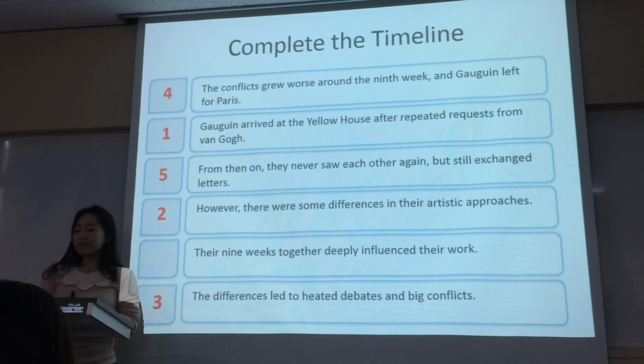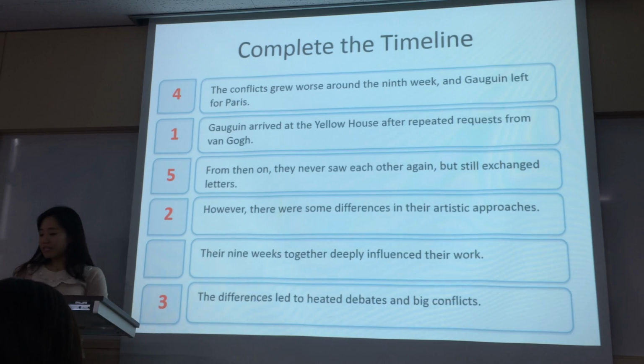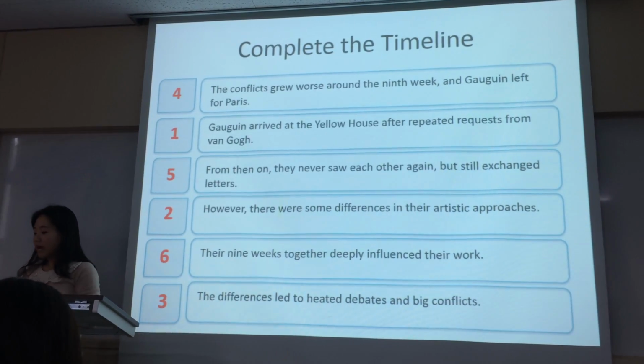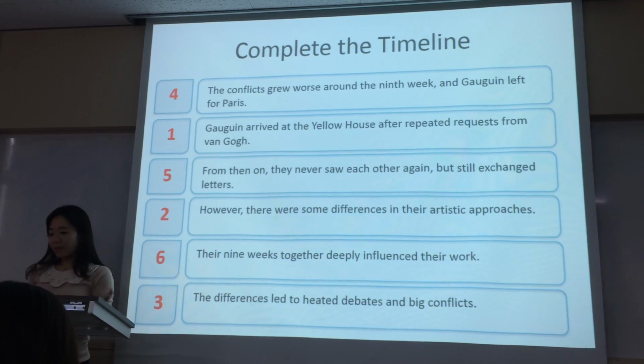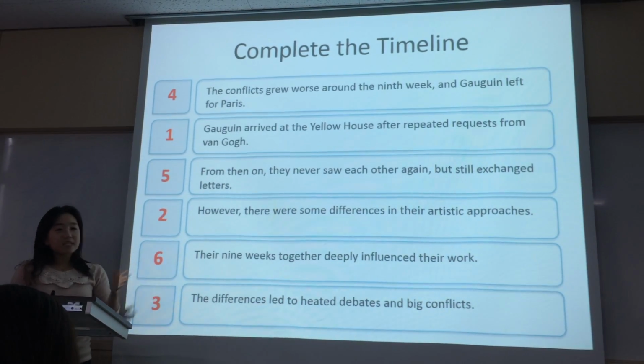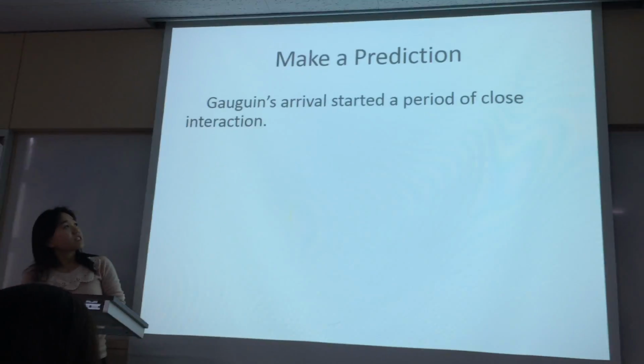And the last one is the sixth event. What is the sixth event? The last event is their 9 weeks together deeply influenced their work. Good job, everyone. Now we have completed the timeline and we are moving on to prediction.